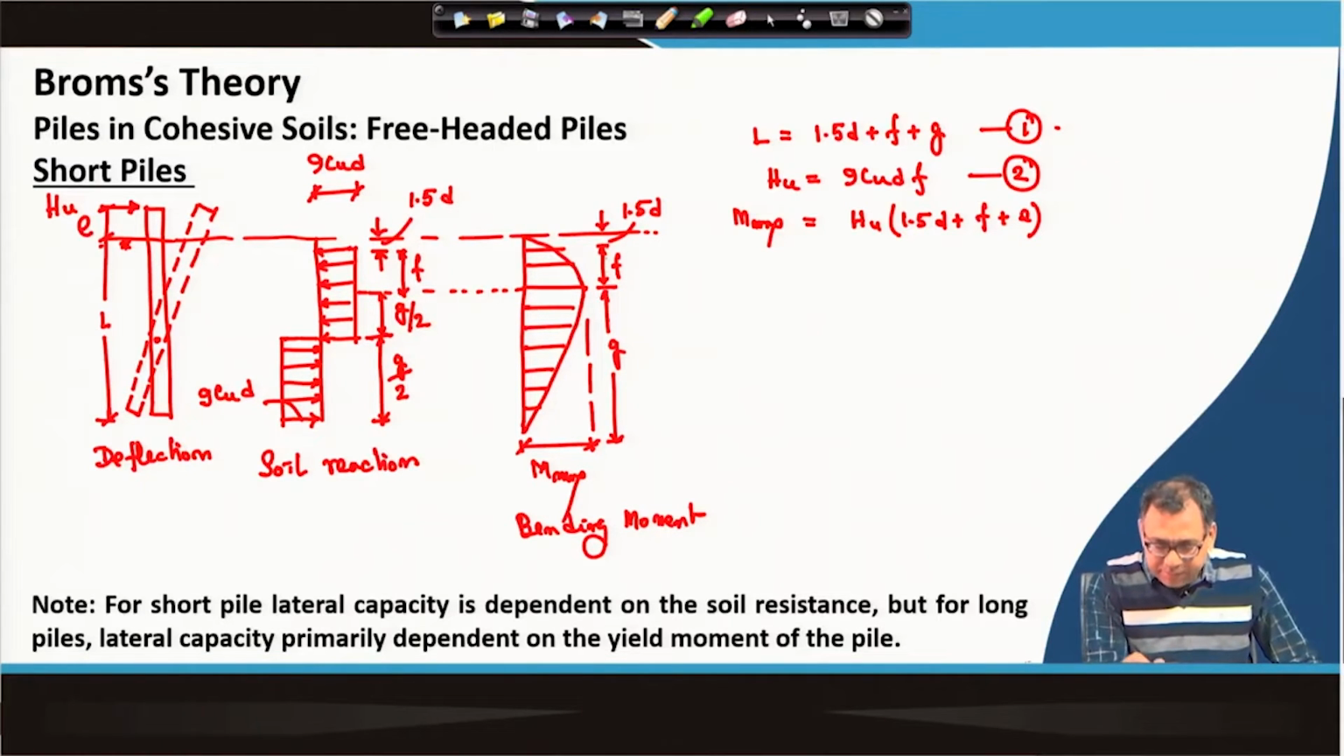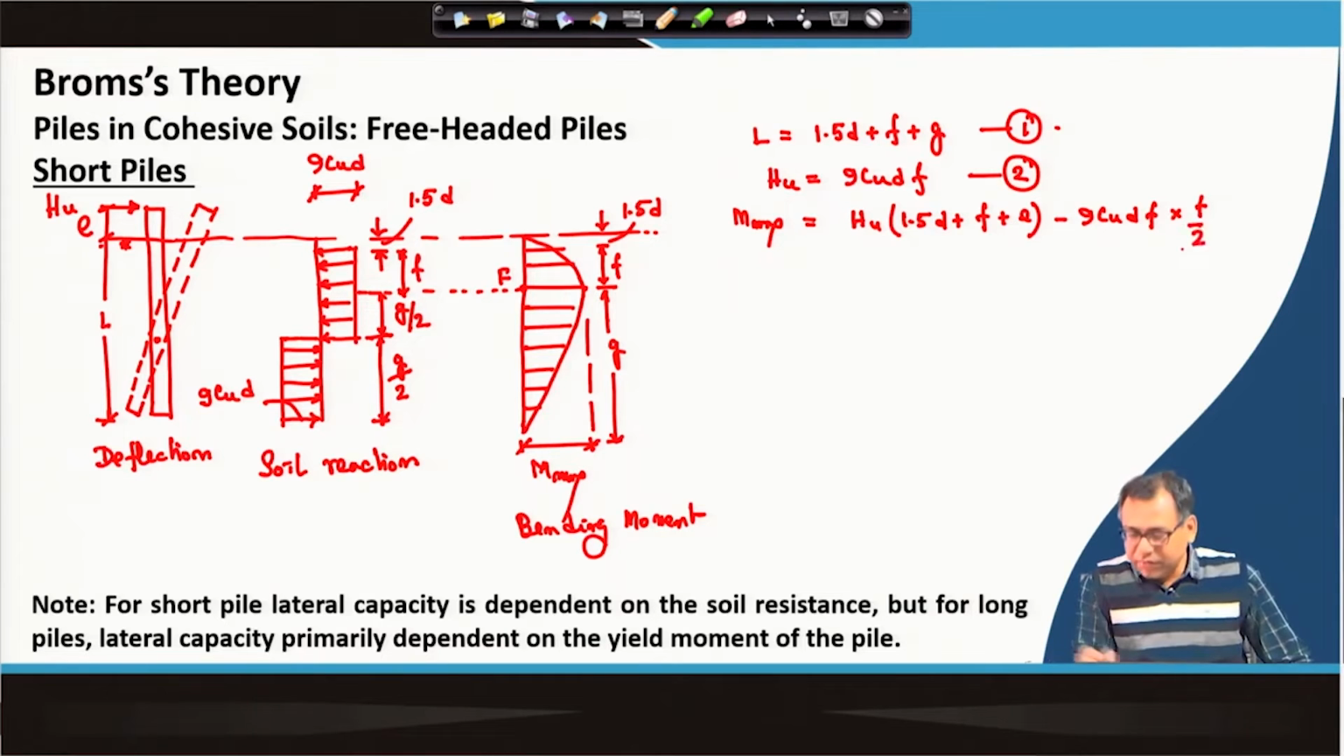Because this is HU, f plus 1.5 D plus e, that is acting, and then for the upper portion there will be soil reaction. So, minus the soil reaction area 9 CuD f, and I am taking moment from this f point, because that is where the moment is maximum, and I am determining the maximum moment. So, f into this area divided by, it will act at the center, f into f by 2. So, that is the maximum moment. I am taking the moment above the point f. So, this is M max.